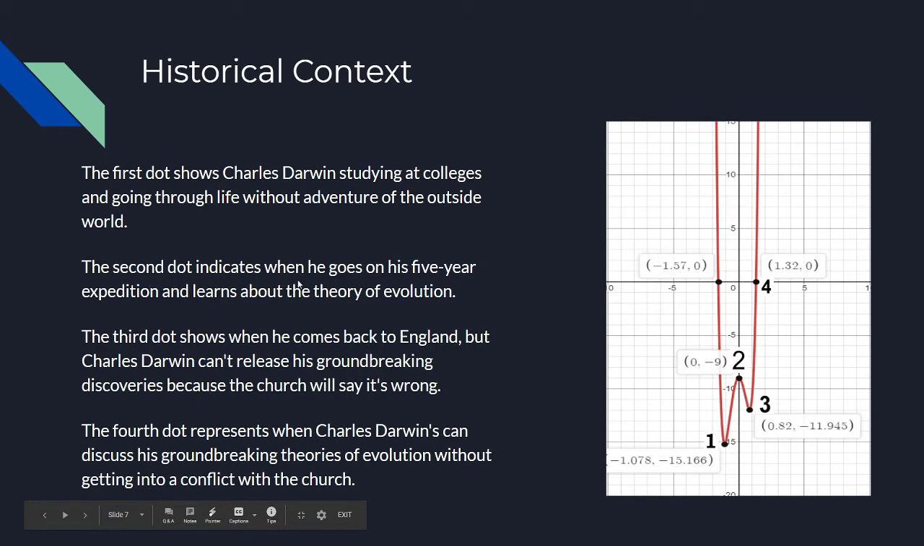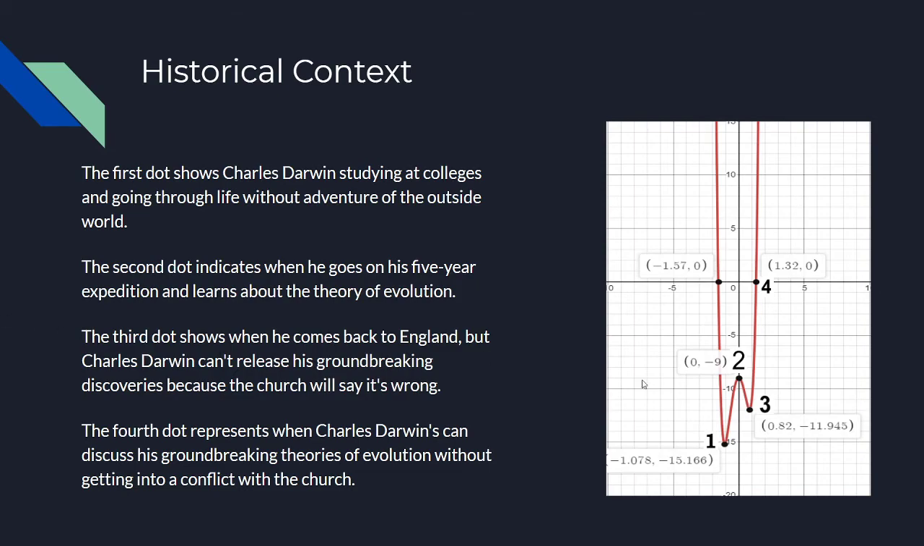For me, the second dot indicates when he goes on a 5-year expedition and learns about the theory of evolution. So I would say his life jumps here because he gets to learn about something. He gets to go on his expedition on the HMS Beagle, and he gets to learn about natural selection and evolution, and at that time he was also dining on exotic animals, like I said.